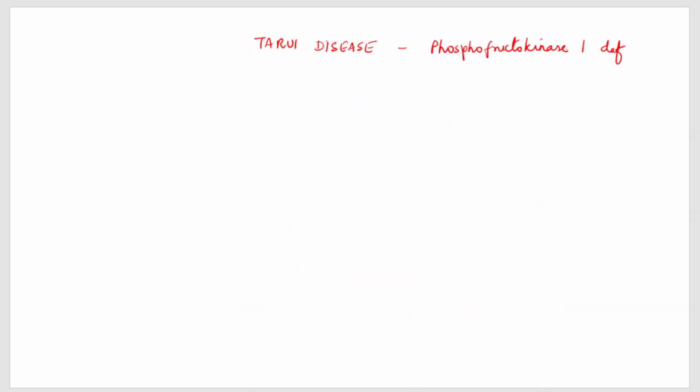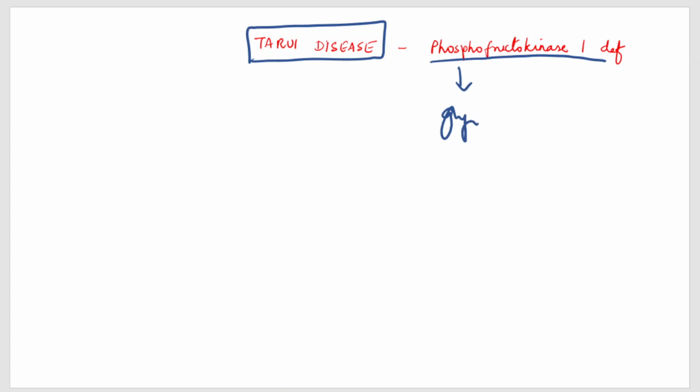The next disease is Tarui's disease. Tarui's disease is due to deficiency of phosphofructokinase 1. Is this an enzyme of glycogen metabolism? No, it is an enzyme of glycolysis. Yes, it is an enzyme of glycolysis. Then why have we classified it under glycogen storage disease? Because if phosphofructokinase 1 is deficient, what happens? All of the glucose 6-phosphate will be directed towards glycogen metabolism.